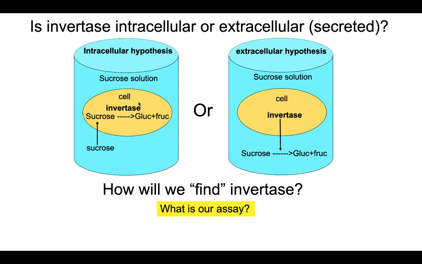If, however, our pellet is positive for the Benedict's solution, if our cells test positive for the Benedict's solution, that means that glucose and fructose accumulated within the cells. That means invertase was within the cells, and that means that's where it broke down sucrose. And so that means invertase is intracellular. This is the logic that you are going to be using to answer our scientific question: is invertase intracellular or extracellular?